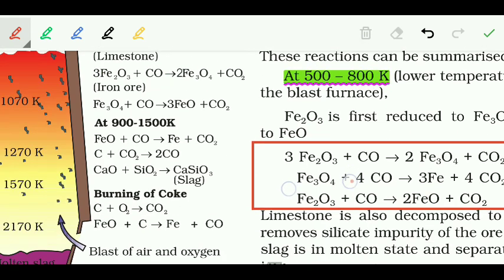This calcium oxide can be used to form a slag. Calcium oxide, when combined with the silicates or silica, produces one compound having the chemical formula CaSiO3. The common name of this compound is slag.